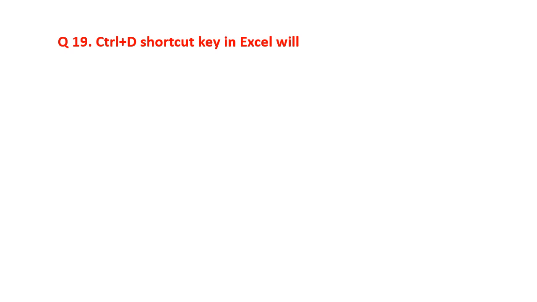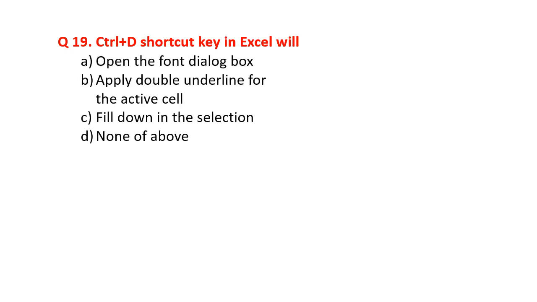Ctrl+D shortcut key in Excel will dash. Option A, open the font dialog box. Option B, apply double underline for the active cell. Option C, fill down in the selection. Option D, none of the above. So option C is the right answer. If you press Ctrl+D, then it will fill down the selection.